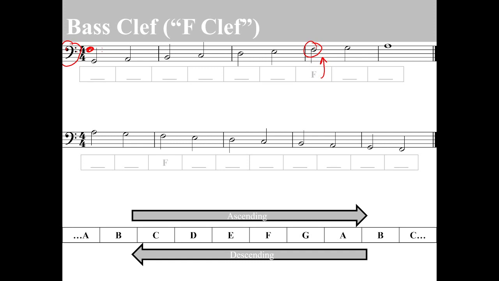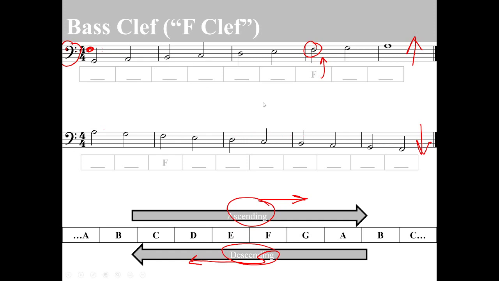Just like for treble clef, when our notes ascend, we go upwards through the alphabet. When our notes descend, we go downwards through the alphabet. Ascend means to get higher on our staff. Descend means to get lower on our staff. So all of our notes in the top example are ascending. They go from lowest to highest. All of our notes in the bottom are going from highest to lowest.